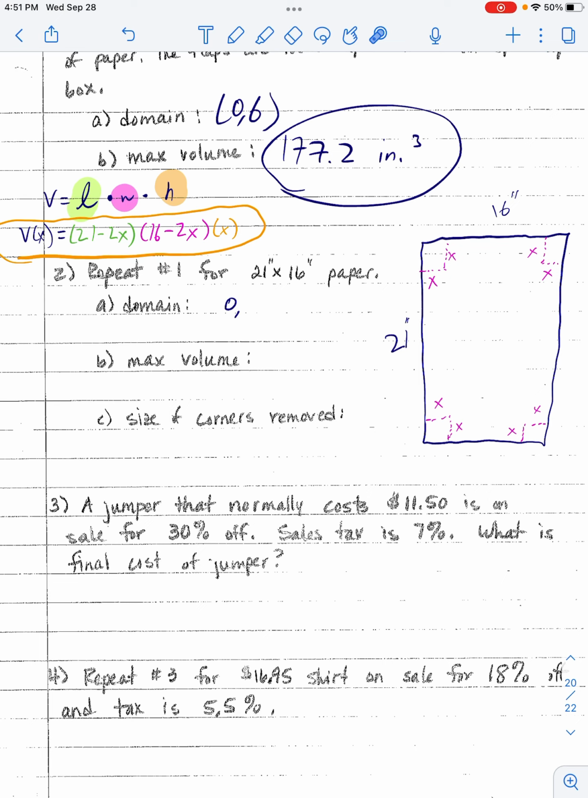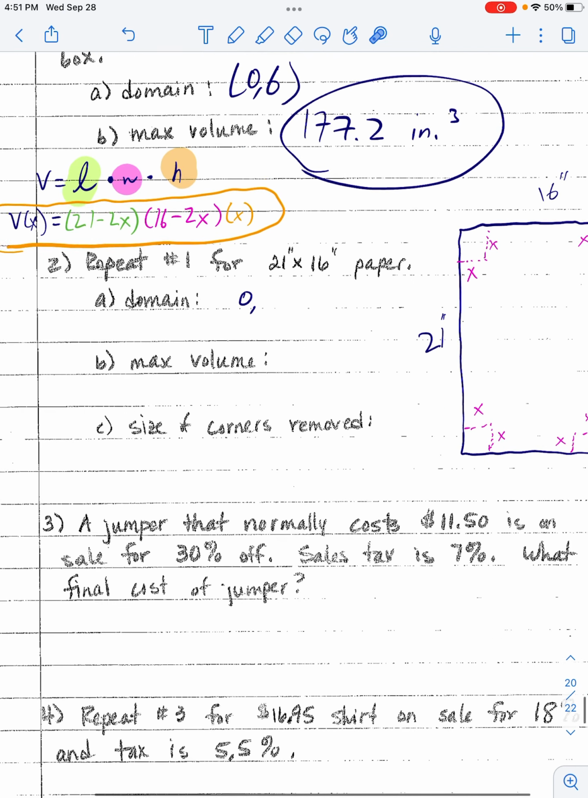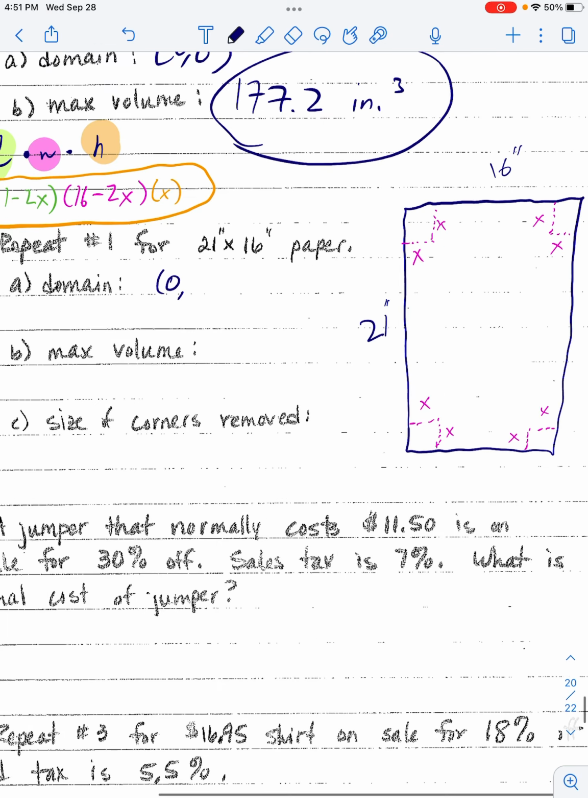All right, so we can't cut a negative x out of our box. We're also not going to cut 0. Our cut can't be of length 0 because then that wouldn't be a cut. We wouldn't have a box, we'd just have a piece of paper. So our cut has to be positive, it can't be negative or 0. So I'm going to write 0 with a parenthesis.